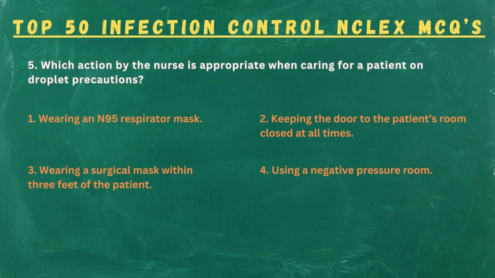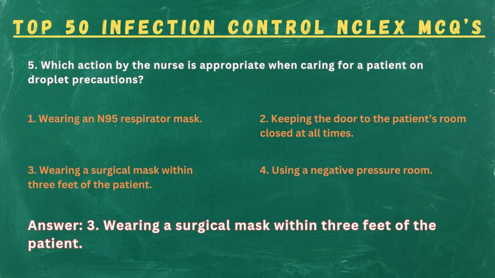5. Which action by the nurse is appropriate when caring for a patient on droplet precautions? 1. Wearing an N95 respirator mask. 2. Keeping the door to the patient's room closed at all times. 3. Wearing a surgical mask within 3 feet of the patient. 4. Using a negative pressure room. Answer: 3. Wearing a surgical mask within 3 feet of the patient.